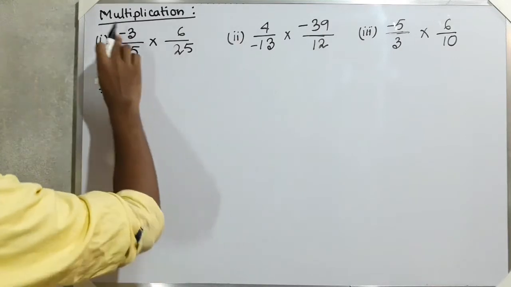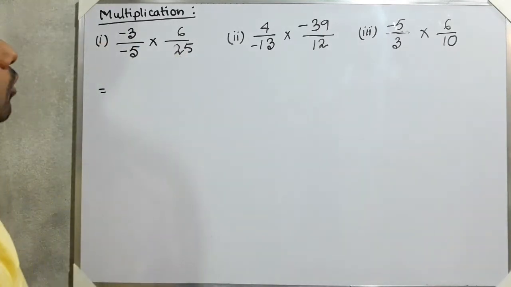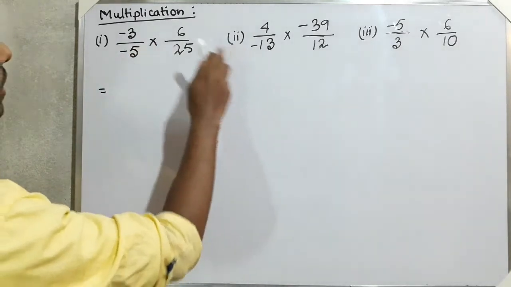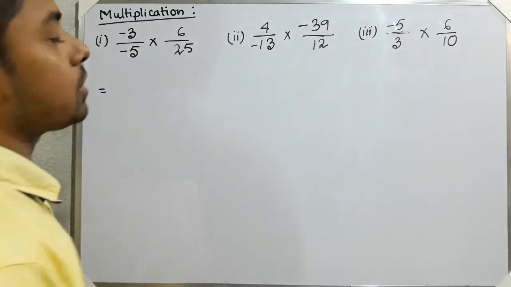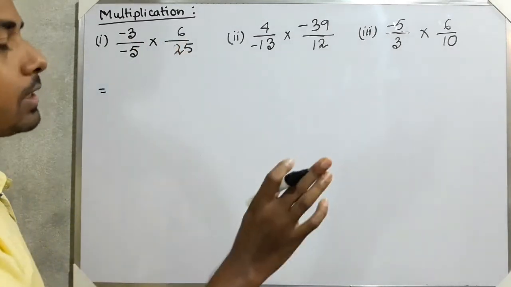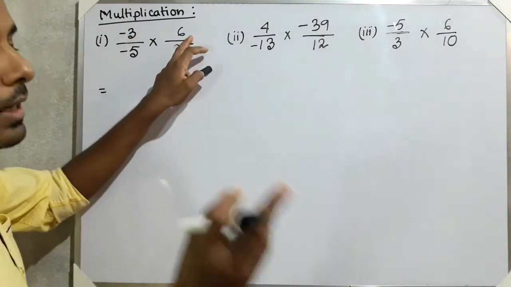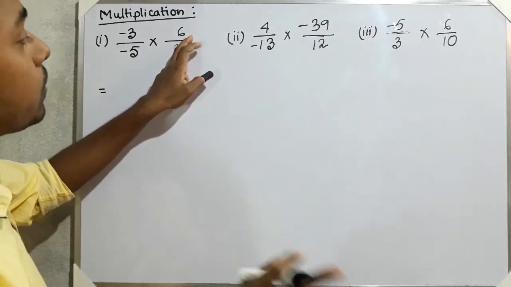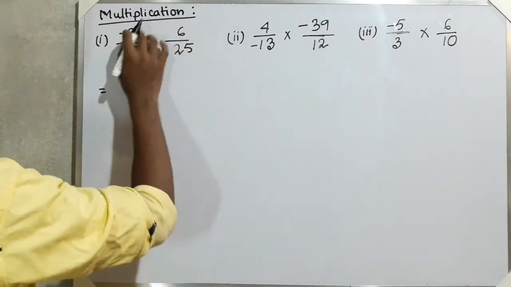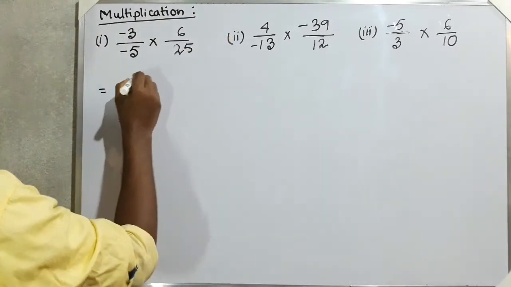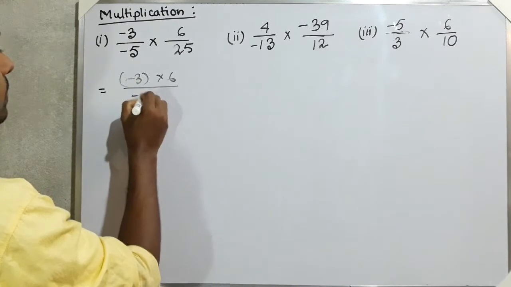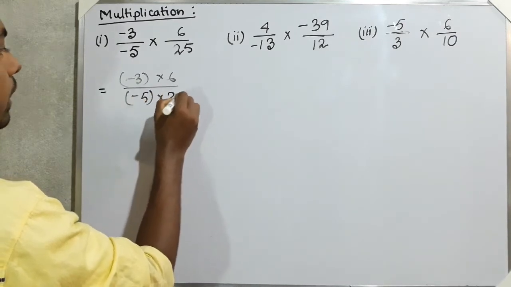So first of all, you can see here minus 3 and 25 we cannot cut, minus 5 and 6 cannot cut, 3 and 5 cannot cut, 6 and 25 cannot cut. Even though you can see 3 and 6 can be cut, we cannot cut them because both are numerators here. So we have to multiply directly. That means minus 3 into 6, minus 5 into 25.